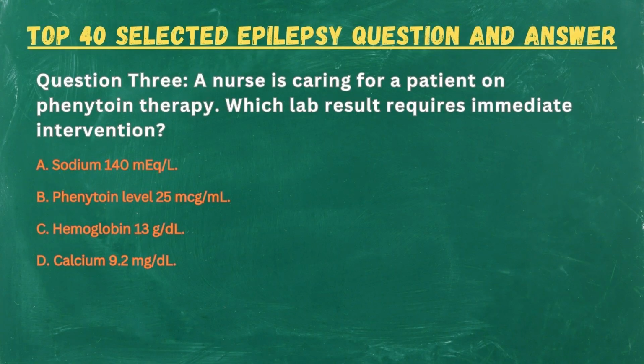Answer. B. A patient with epilepsy who reports feeling an aura. Question 3. A nurse is caring for a patient on phenytoin therapy. Which lab result requires immediate intervention? A. Sodium 140 milliequivalent/L. B. Phenytoin level 25 micrograms per milliliter. C. Hemoglobin 13 g/dL. D. Calcium 9.2 milligrams per deciliter.